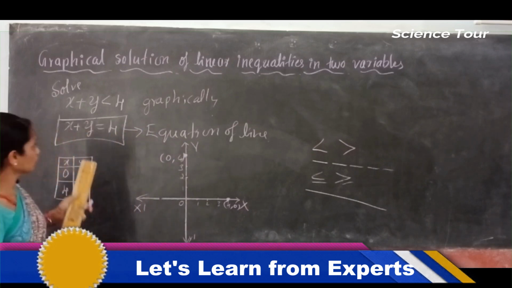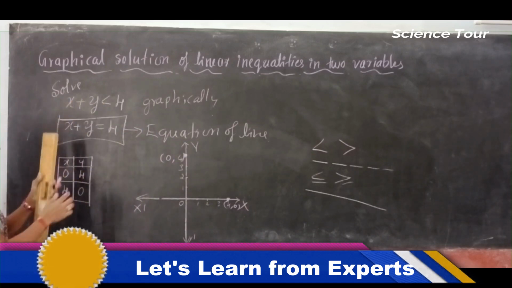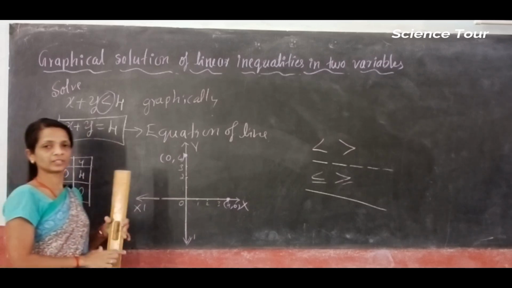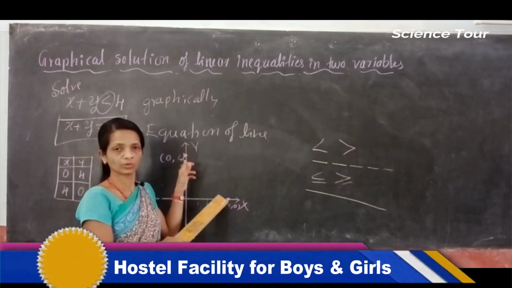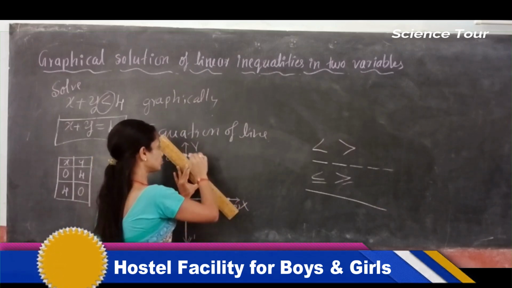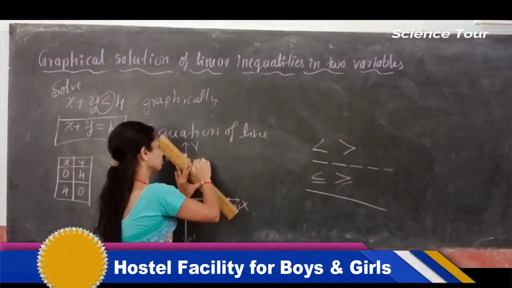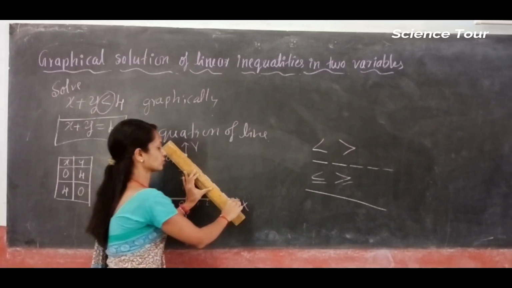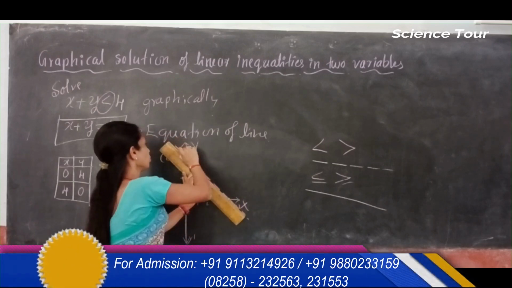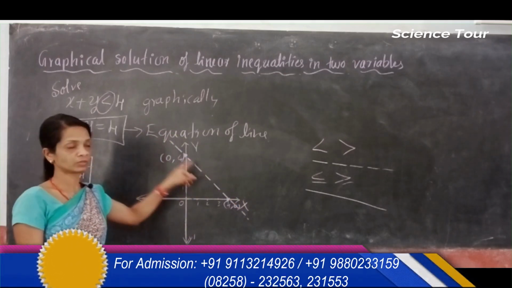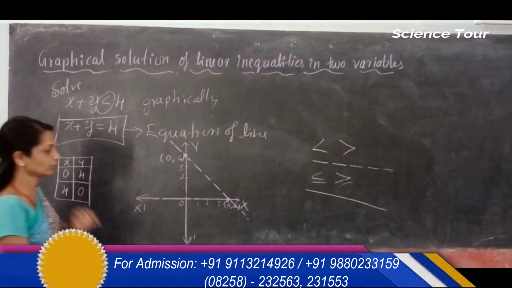Now which inequality symbol do we have here? See, this is a strictly less than symbol. So which type of line do you have to use to join this? You have to use a broken line. So join those 2 points using a broken line. After that, if you want, you can extend that line in both directions. Now this is the graph of the line x plus y is equal to 4.